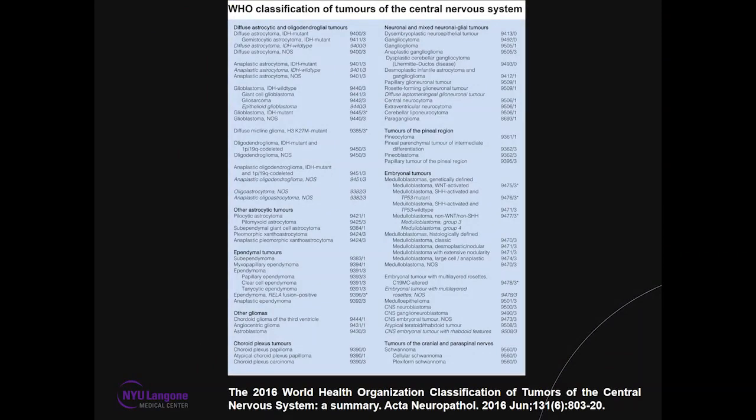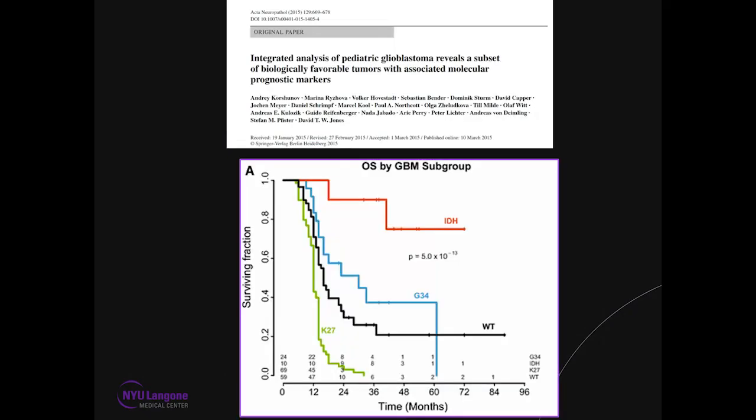And that is why the WHO glioma classification update in 2016 categorized these tumors as a separate category, calling them diffuse midline glioma, H3K27 mutant. Why is it important to identify this tumor? Because this is a paper showing how pediatric GBMs correlate with genomic markers as far as their survival.